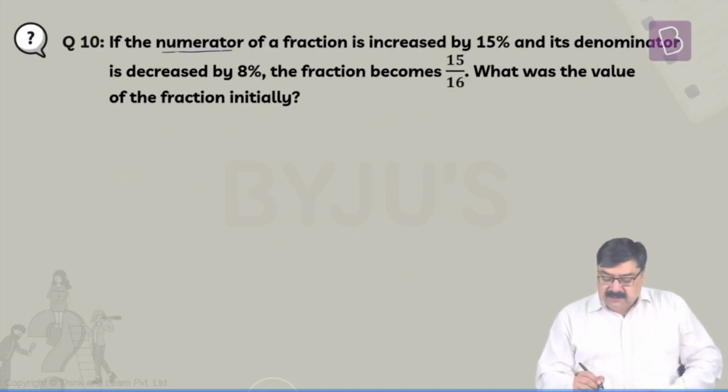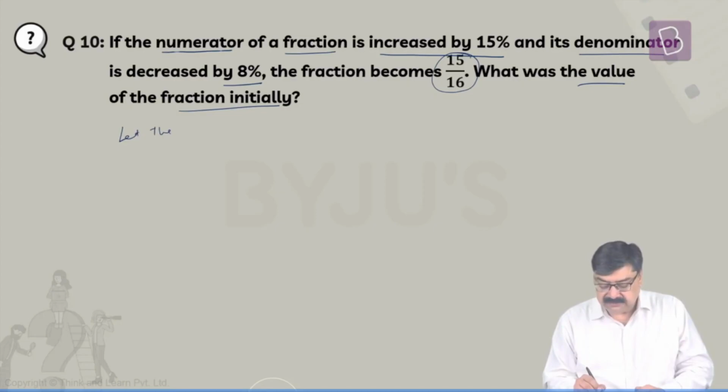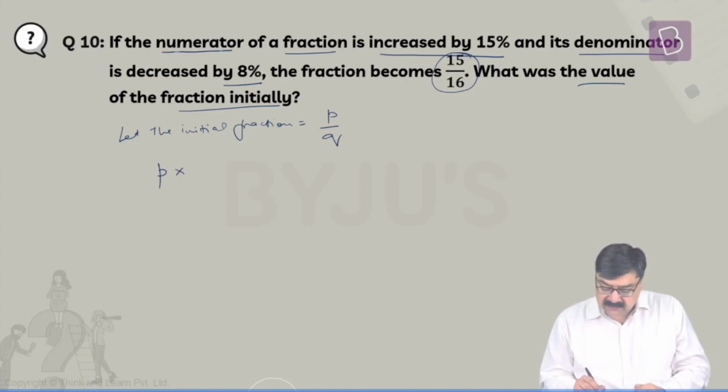Now, if the numerator of a fraction is increased by 15% and its denominator is decreased by 8%, the fraction becomes 15 by 16. What was the value of the fraction initially? So let the initial fraction here be equal to P by Q, the general form of a fraction here. Now the numerator is increased by 15%, so it becomes 1.15 times itself. Denominator is decreased by 8%, so it becomes 0.92 times. And then the value becomes 15 by 16.